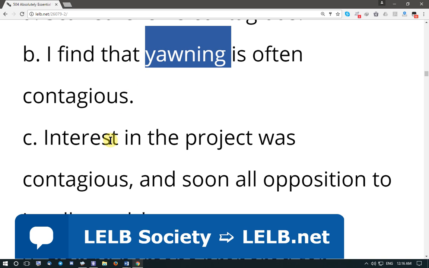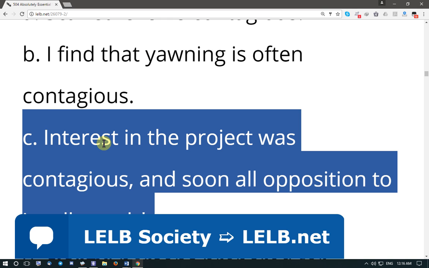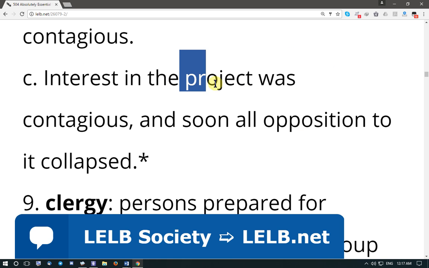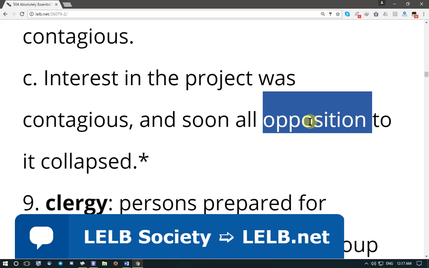Okay, this one. Interest in the project was contagious, and soon all opposition to it collapsed. Interest in the project was contagious, so people just happened to develop a lot of interest in that project. That project all of a sudden became interesting, and therefore all opposition, or let's say friction or disagreement, collapsed or declined.